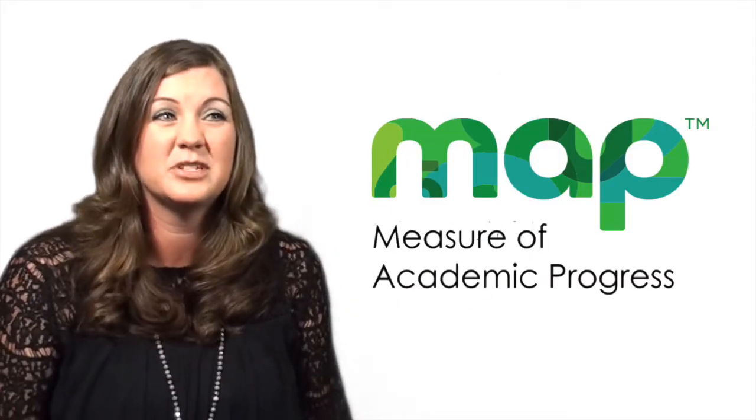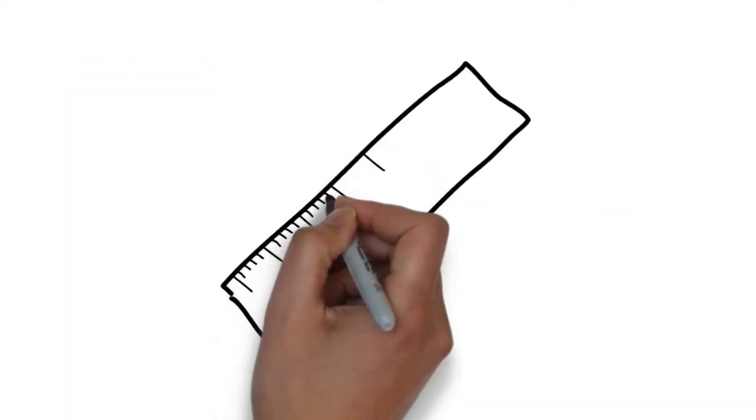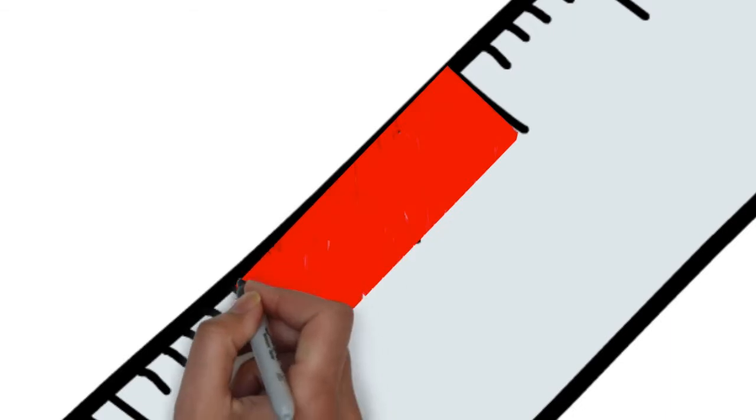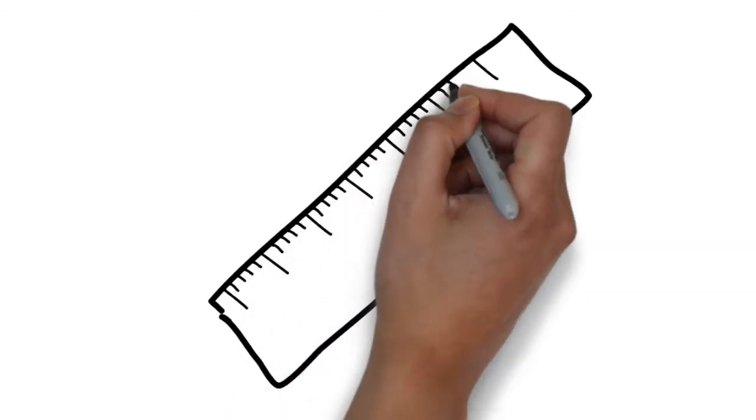So let me explain the difference between MAP and a traditional test like a unit test or a STAR test. Imagine a ruler. So in STAR, you can measure between inch 3 and 4 when a child's a 3rd grader. You can measure between inch 5 and 6 when a child's a 5th grader. However, MAP is the full ruler.